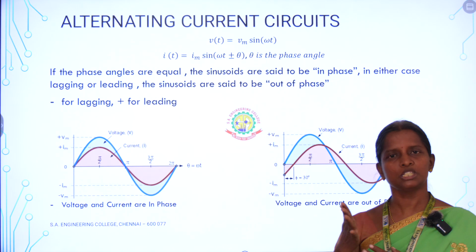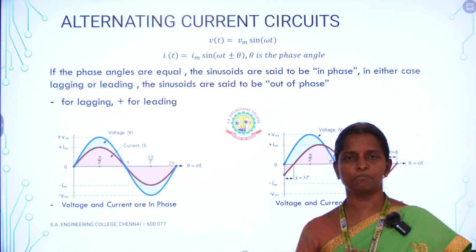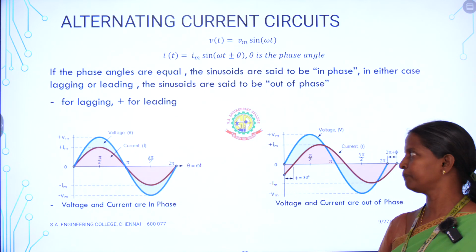Next thing is power factor. What is power factor? Cosine of the phase angle is nothing but the power factor, that is cos phi.